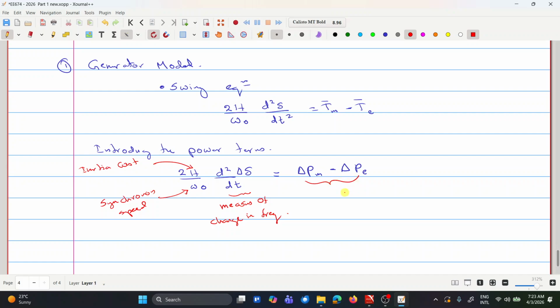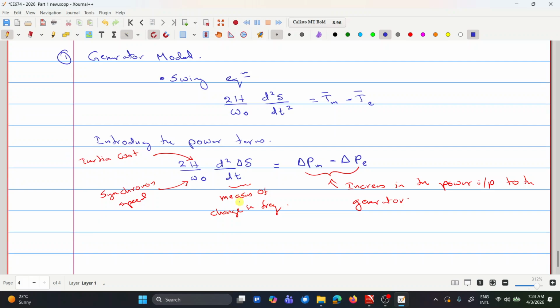And this part denotes the increase in the power input to the generator. How much power it was supplying to the electrical load and how much power input to the generator. So the difference says the increase in the power input to the generator.